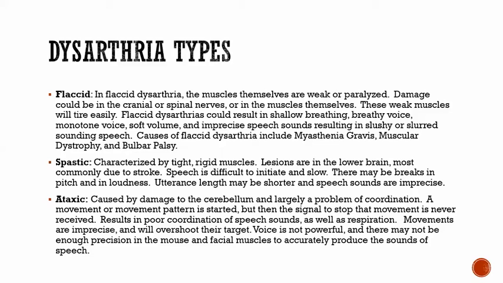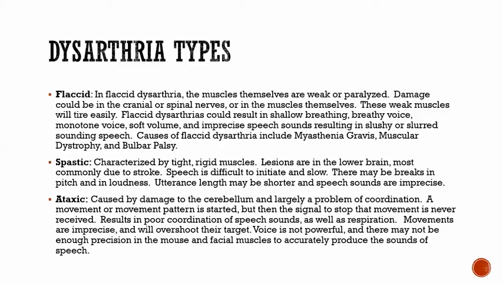The second type of dysarthria is spastic dysarthria. And like spastic cerebral palsy, spastic dysarthria is characterized by tight, rigid muscles. Lesions are in the lower brain and they're most commonly due to stroke. Speech will be difficult to initiate and it's going to be slow. You may have breaks in pitch and in loudness. And utterance length is going to be shorter, and once again, your speech sounds are going to be imprecise.